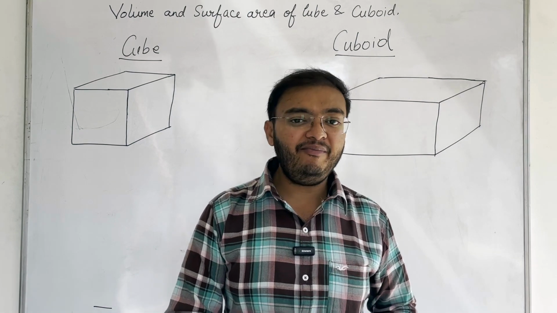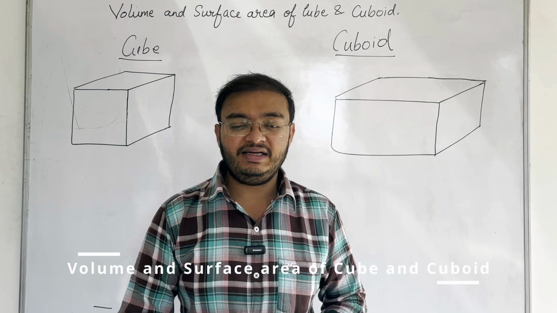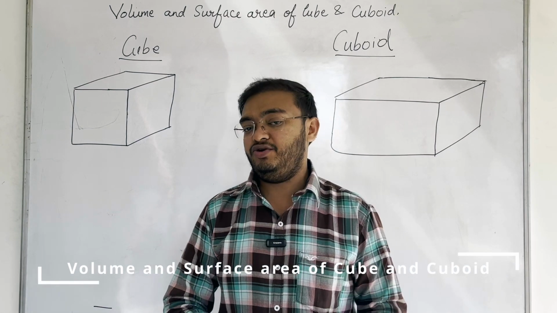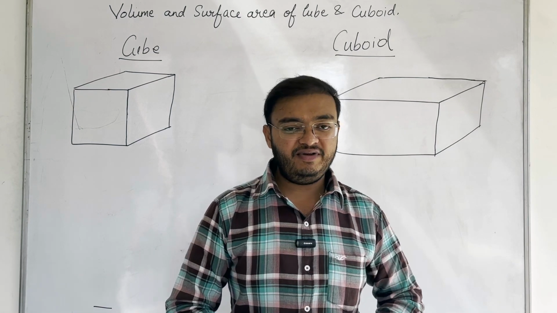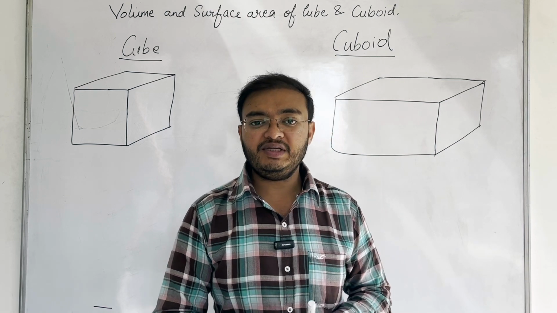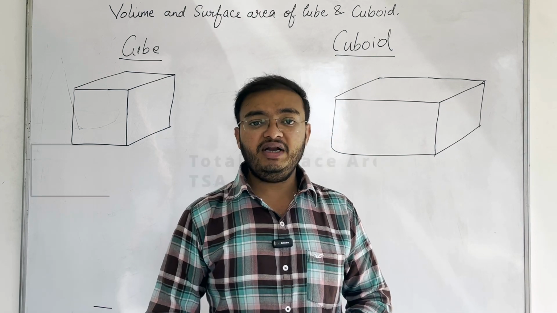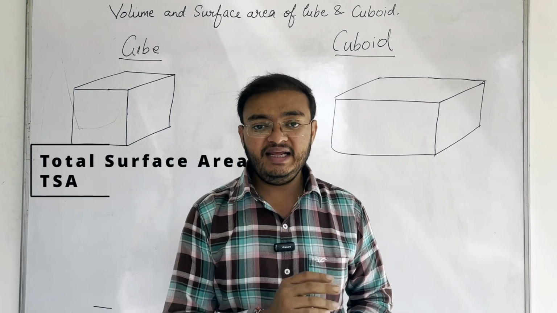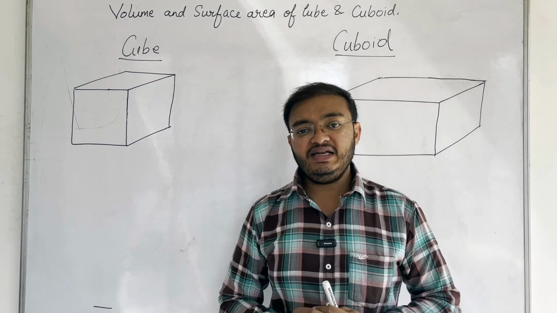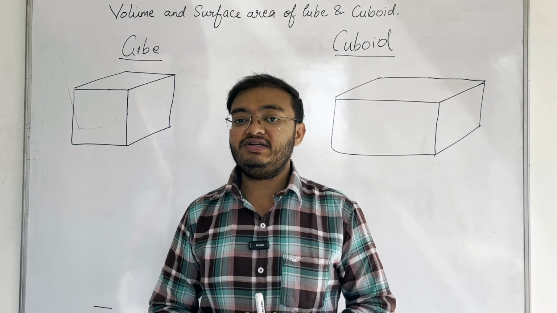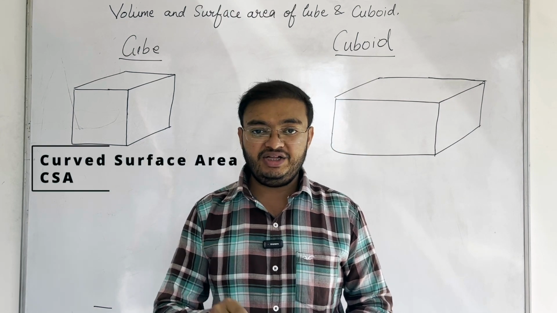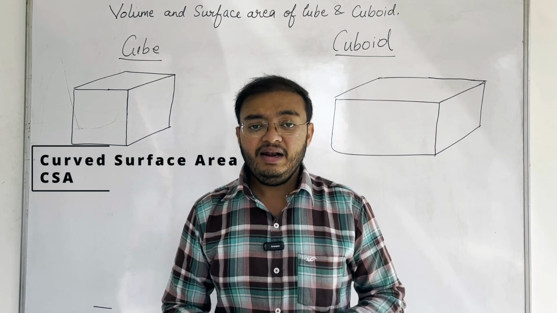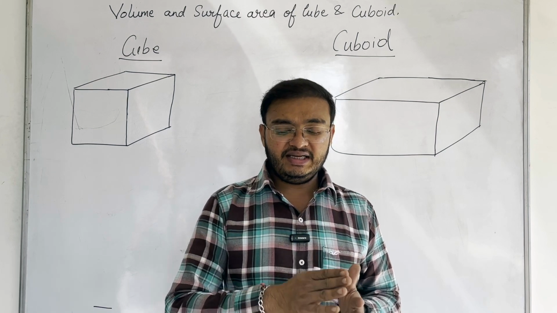In this video, I am going to teach you volume and the surface area of cube and cuboid. When we talk about surface area, there are two types. First, which is known as the total surface area, in short, TSA. The other surface area we are going to look at is called the curved surface area, in short CSA. Now what is the difference between TSA and CSA?